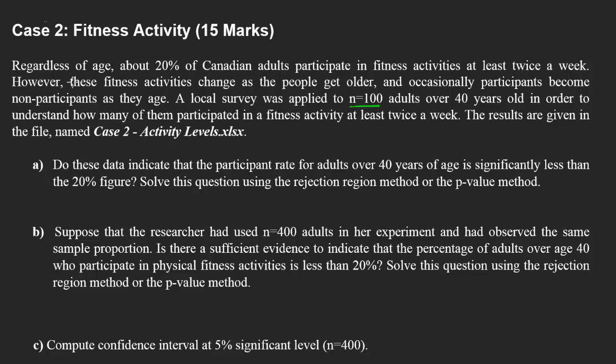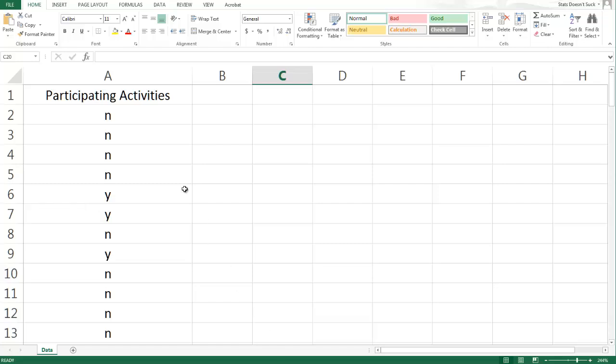So looking at our data, a Y indicates a yes. This observation in the 6th row here is actually the 5th observation, but it's in the 6th row because we've got this label here, participating activities, taking up the 1st row. This first observation that says Y indicates that's the first person who said yes, they are participating in activities at least twice a week.